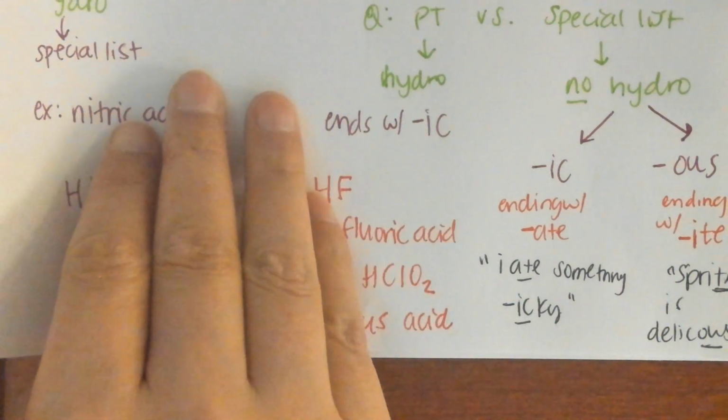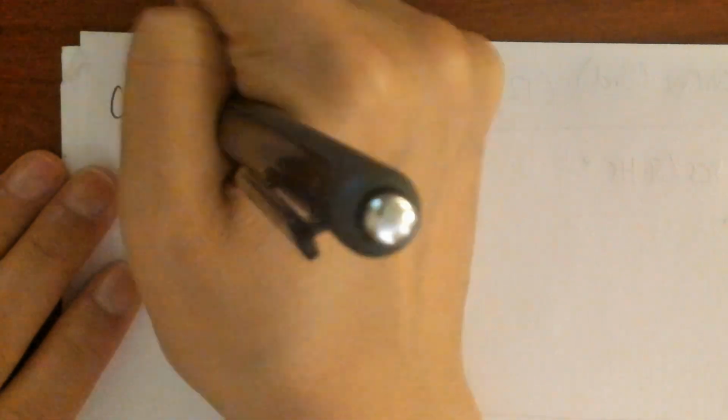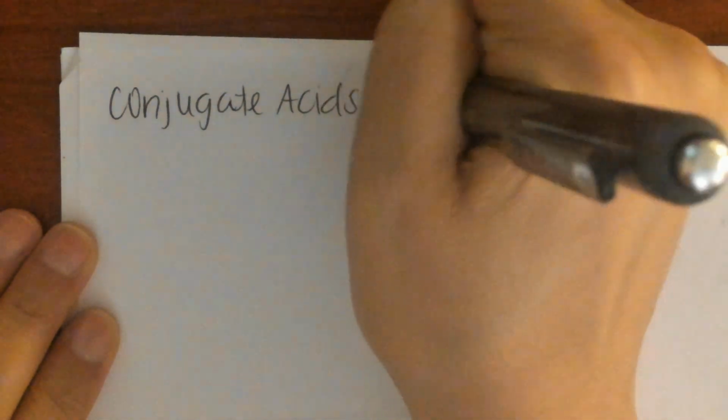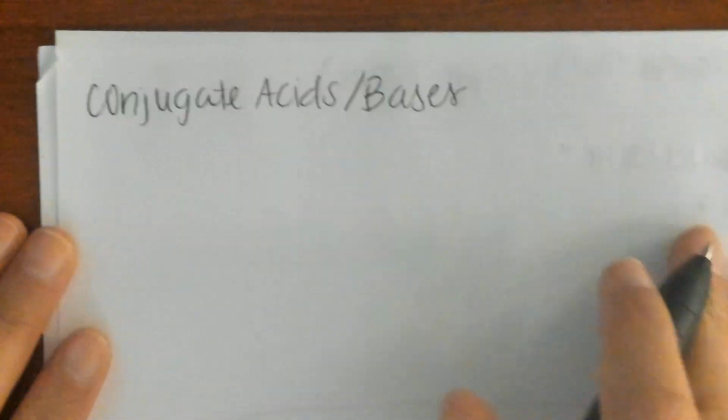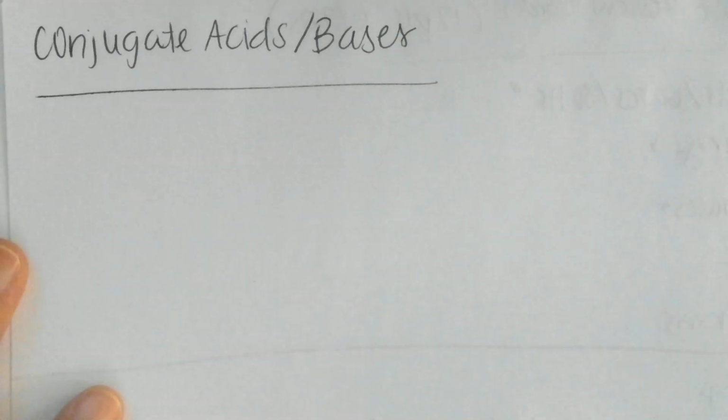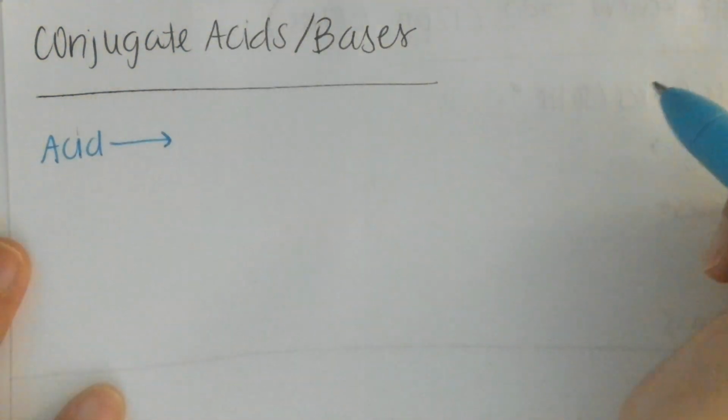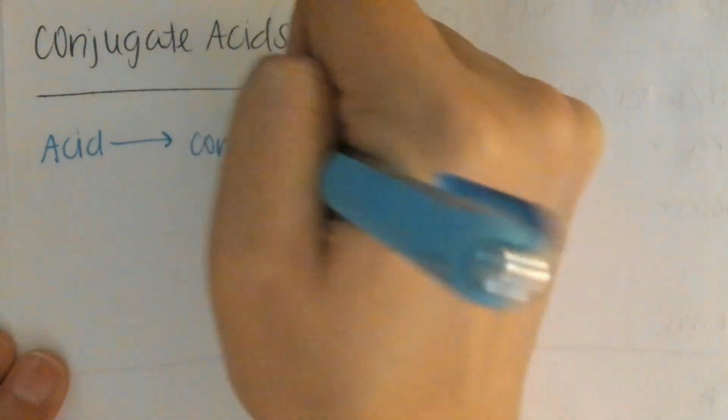The last thing I want to cover is conjugate acids and bases. Y'all did pretty well on conjugates, so it shouldn't be too terrible. But it was last week, so maybe some of you forgot. So what does conjugate mean in general? Opposites. So when we have an acid, it produces a conjugate what? Base. Good.